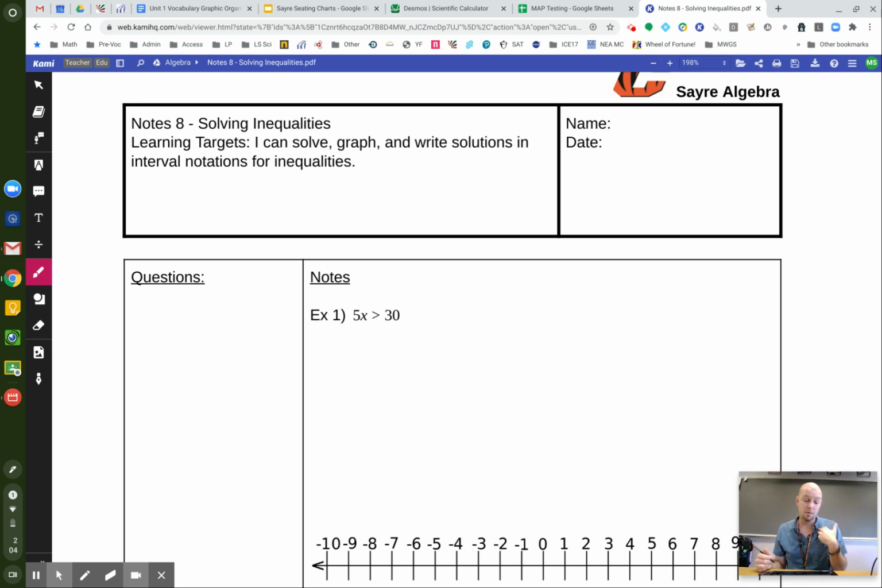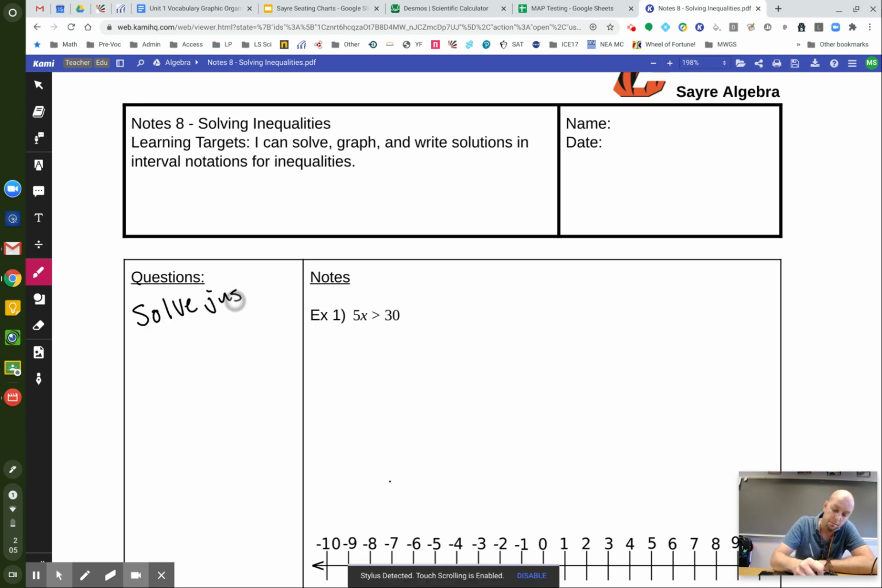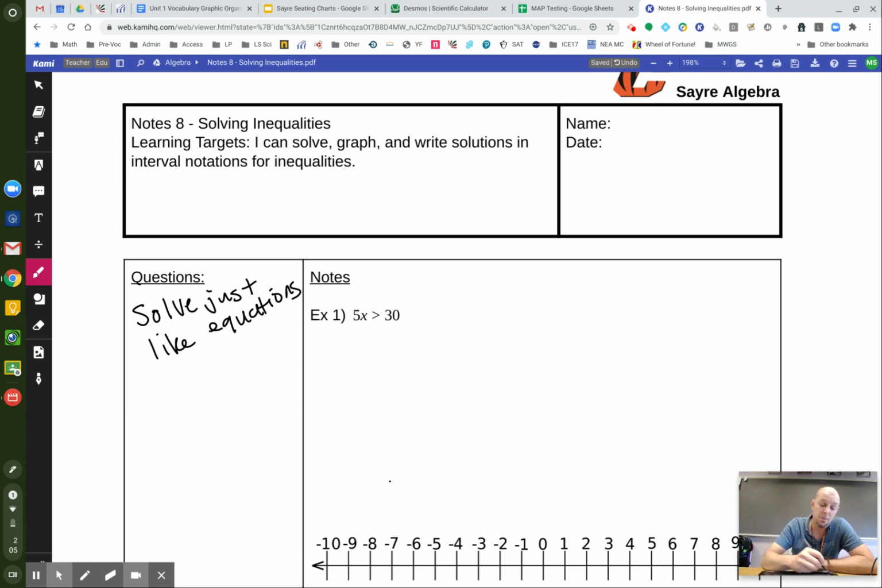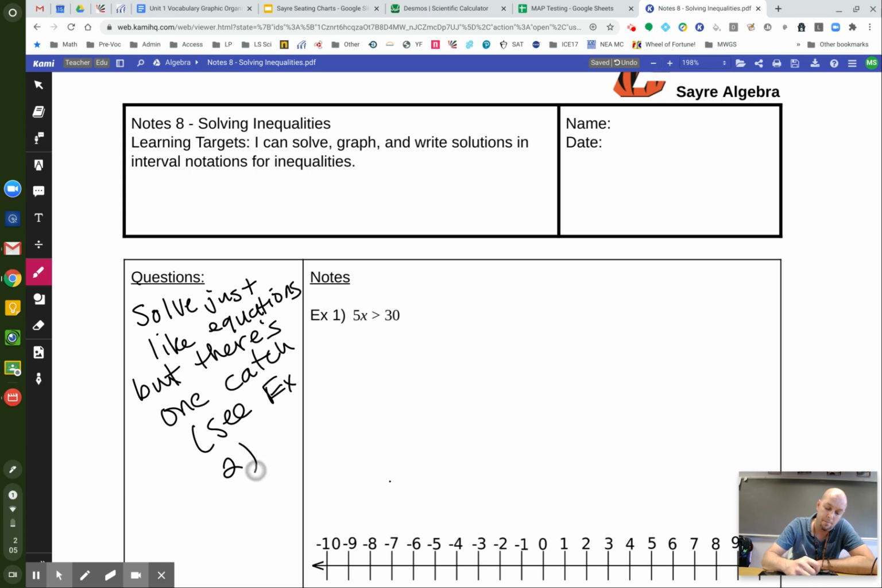Something that you should know, and I'm going to put this off to the side, is you solve these just like equations. So you solve them just like equations, but there's one catch. I'm going to say see below, or see example 2. We'll go over that, okay?